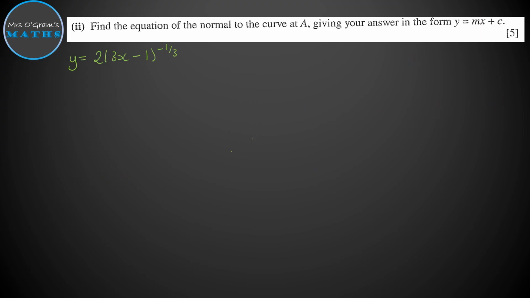Next, we want to find the equation of the normal. So first of all, we need the gradient at the point that we're talking about, which is at A. And A happens when x is 2/3. So we need dy by dx. Using the chain rule, we get this.